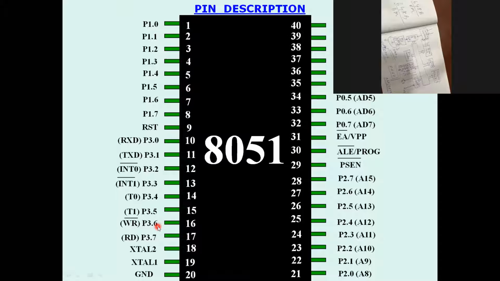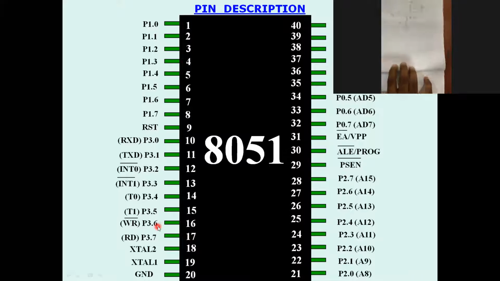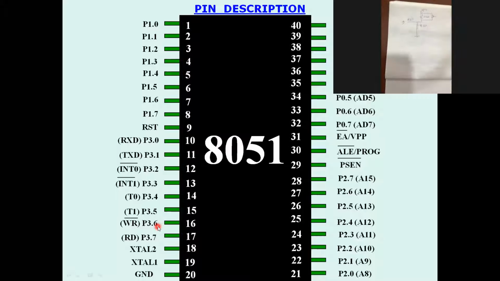Next is WR bar. What are the functions of WR bar? WR bar and RD bar. Write bar, read bar. When the memory operation signal goes low, memory write or IO write operations will be performed. Yes, sir. Same as 8085. Next, XTAL1 and XTAL2.